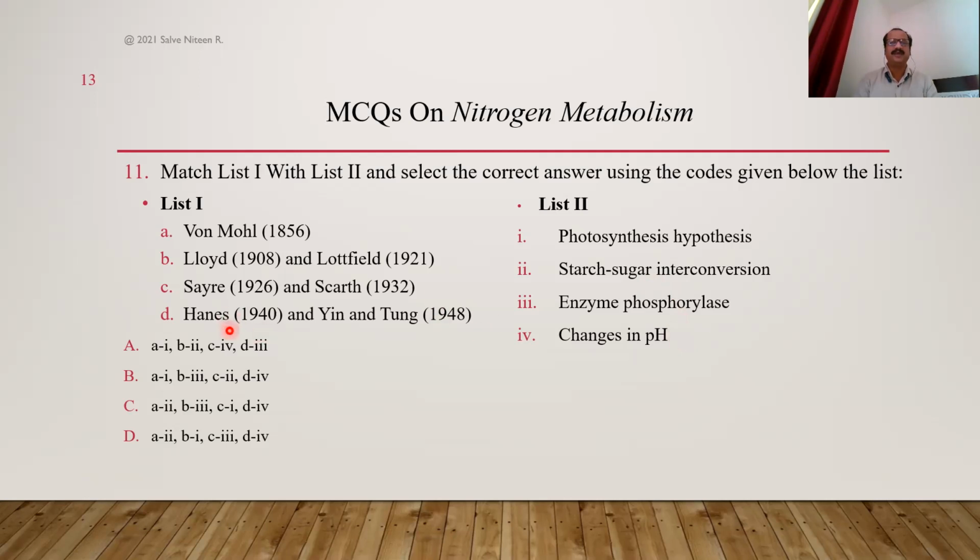Whereas Heinz and In and Tung, the two Japanese scientists, were concerned with the enzyme responsible for this interconversion, and they call this enzyme phosphorylase. Actually, Heinz was the scientist who discovered this enzyme, phosphorylase, whereas the two Japanese scientists, In and Tung, isolated this enzyme phosphorylase in crystalline form. So after matching these, you will get the right answer, option A, 1, 2, 4, 3. Von Moll, photosynthesis; Lloyd and Lotfield, starch-sugar; Seri and Scarth, changes in pH; and Heinz and In and Tung, enzyme phosphorylase. So the right answer is option A.